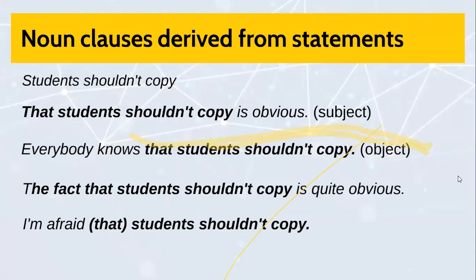that students shouldn't copy is obvious. As you can see, that students shouldn't copy is a noun clause. It is highlighted because this whole structure is the subject of the sentence. Do you understand? Yes. We have another example where we say that everybody knows that students shouldn't copy. In this case, the clause is an object.